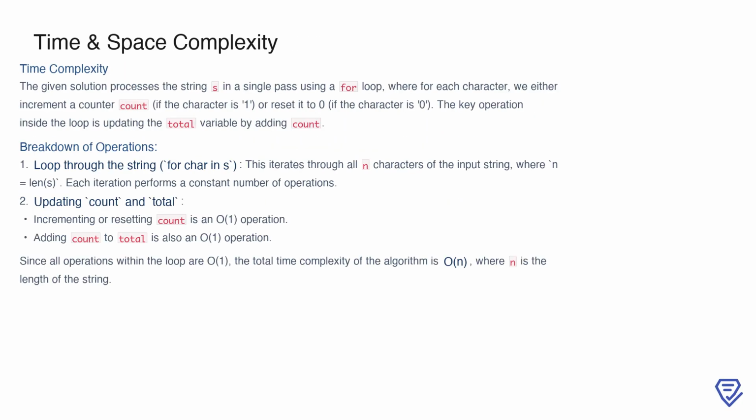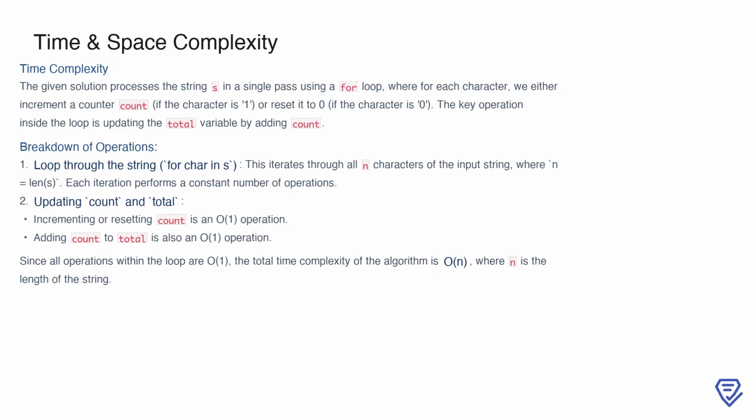In this solution, the time complexity revolves around processing the string s in a single pass using a for loop. For each character in the string, we either increment a counter count if the character is 1, or reset it to 0 if it's 0. The key operation inside the loop is updating the total variable by adding the current value of count. Let's break this down further.